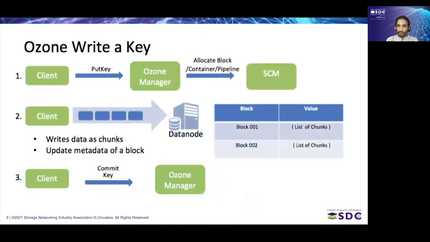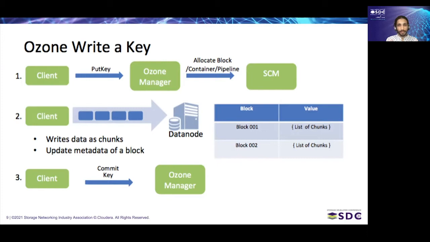So now let's look at the write and read key workflow. For writing a key, the client would issue a create key or put key call to Ozone Manager. Ozone Manager in turn makes an RPC call to SCM to allocate a block for the client. The block is related to a particular container, and every container corresponds to a pipeline.